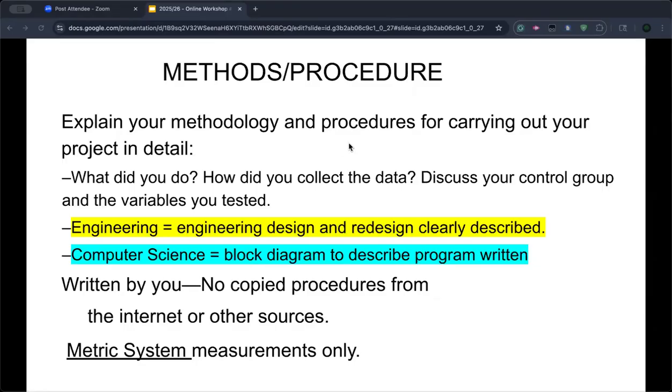So, this should be written entirely by you. You don't copy procedures off the internet, obviously, because that's plagiarism. And lastly, and most importantly, use the metric system. The metric system is the universal scientific system. It's centimeters, liters, meters, kilograms, all of that is metric. Don't use pounds, inches, ounces.